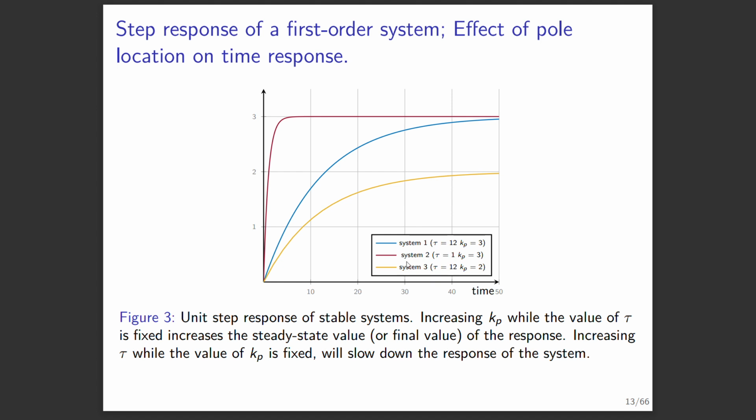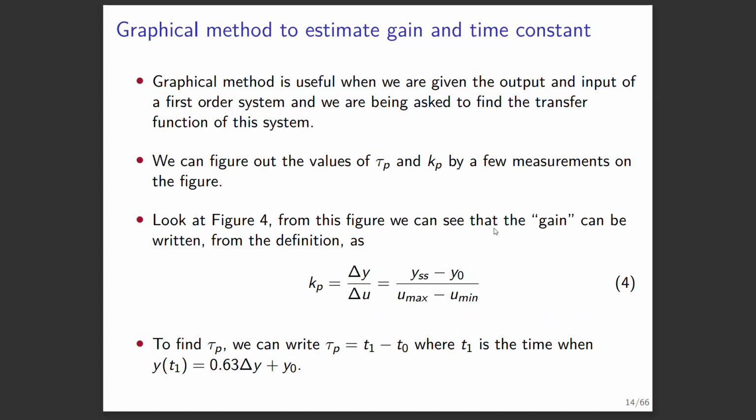Now, if we keep the time constant the same, so look at green and yellow, time constant is 12, but gain has changed from 2 to 3. So compare yellow with blue. Their speed is the same because the time constant is the same, but blue ends up somewhat higher because the gain is bigger. Okay, so in the next video we study a graphical method to estimate gain and time constant.